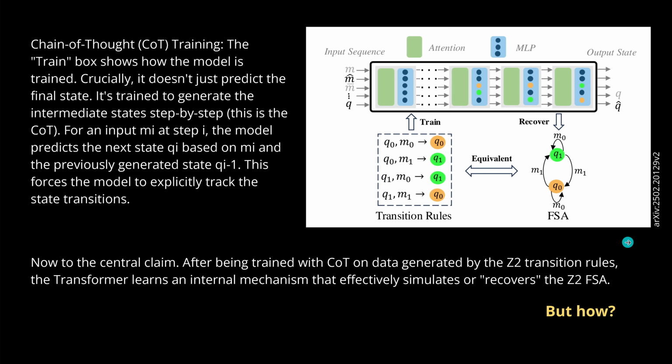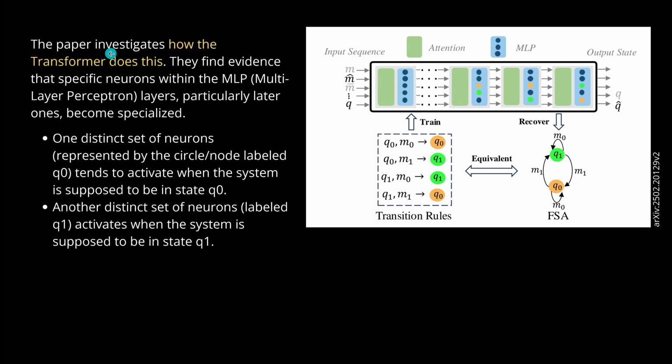But how does it work? The authors have a detailed analysis, so please read the paper. In this video I'm not focusing on this, I just need the fact that it is in there: there's an FSA in our transformer architecture, in a simplification for a mathematical understanding. They investigated how the transformer does this, and they find evidence that specific neurons within the multilayer perceptron, particularly the later ones, become specialized.